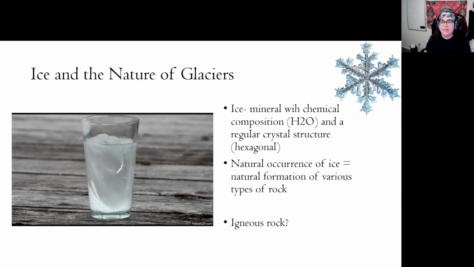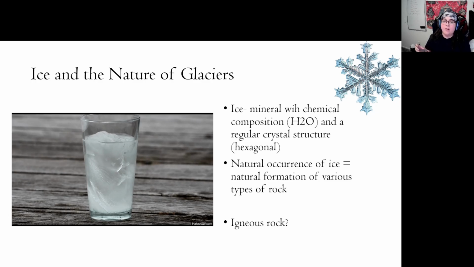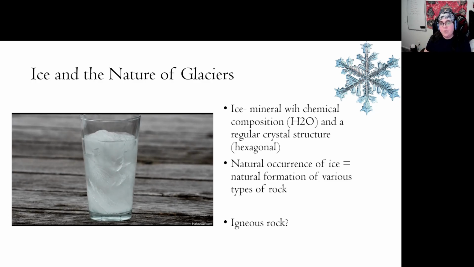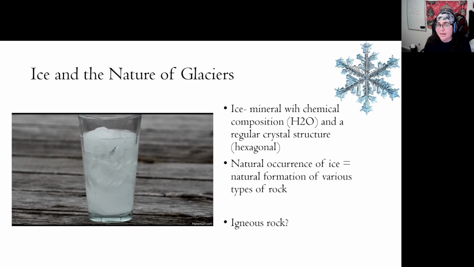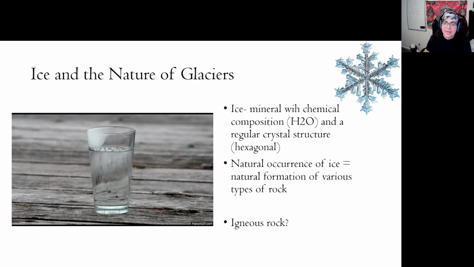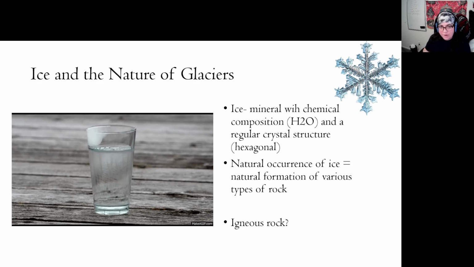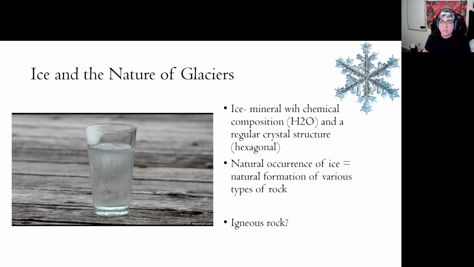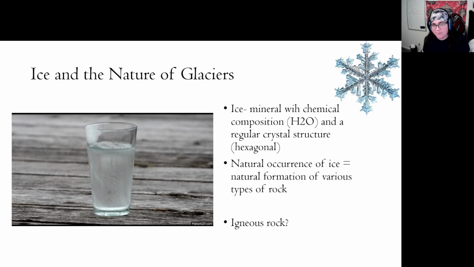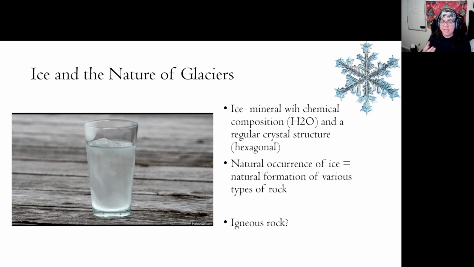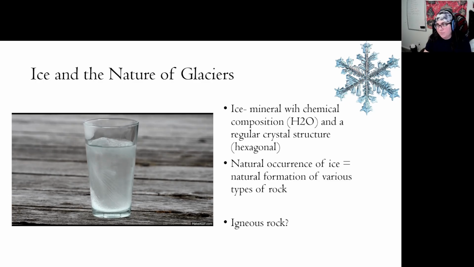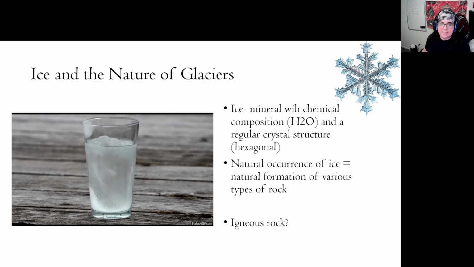We can think of the natural occurrence of ice and compare it to the natural formation of different rock types. So, for example, we can think of the formation of ice as we would the formation of an igneous rock. Igneous rocks, like we've talked about before, a lot of them form from the cooling of melt underground, and when it cools, it crystallizes, like this cup of water, which is crystallizing into ice.